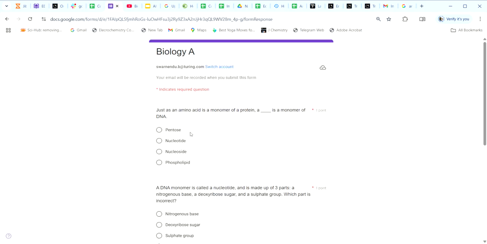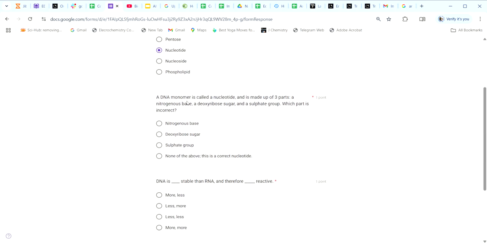Just as an amino acid is a monomer of a protein, this is a monomer of DNA. Nucleotide is a monomer of DNA. I think nucleotide. A DNA monomer is called nucleotide, and is made up of three parts: a nitrogen base, deoxyribose sugar, and sulfate. Which part is incorrect? Sulfate group. That definitely.